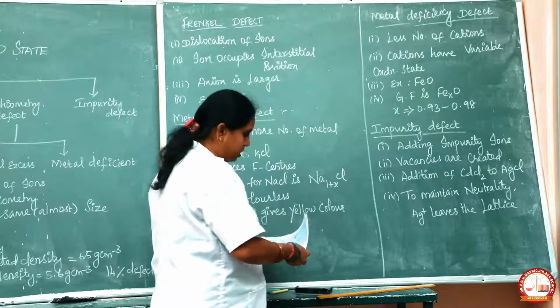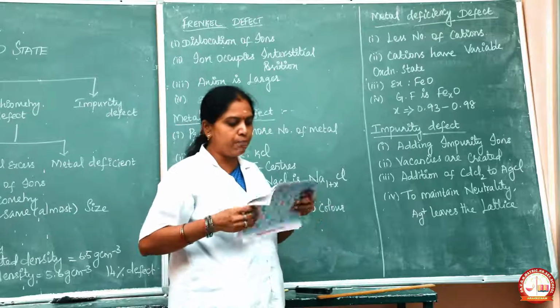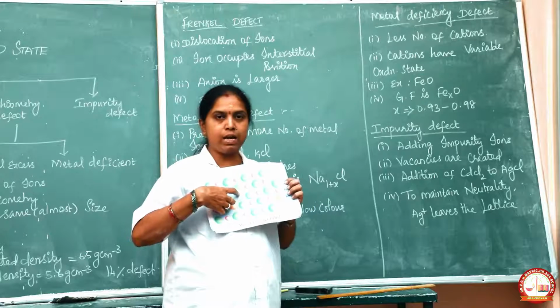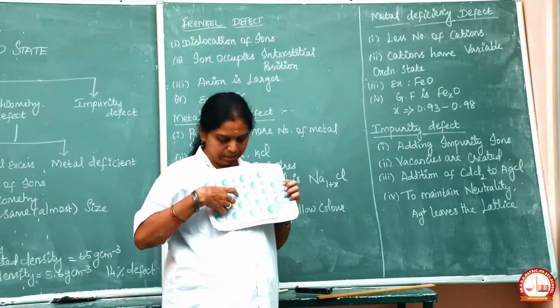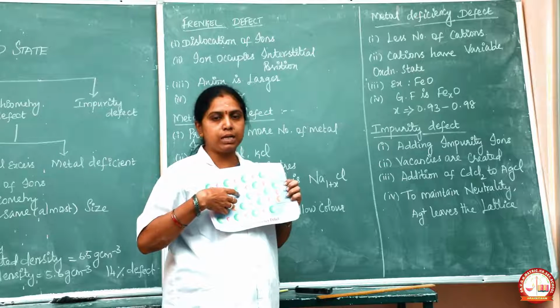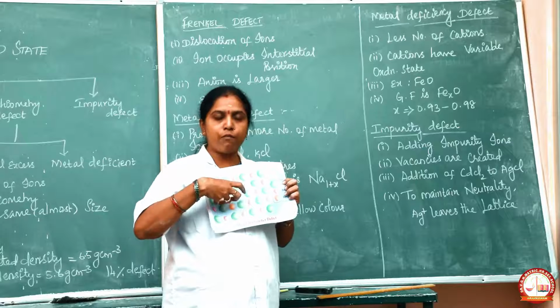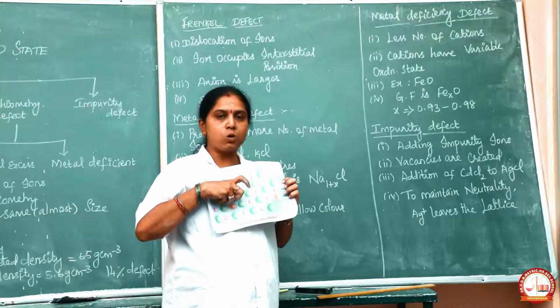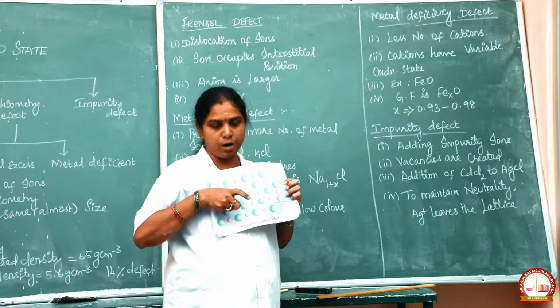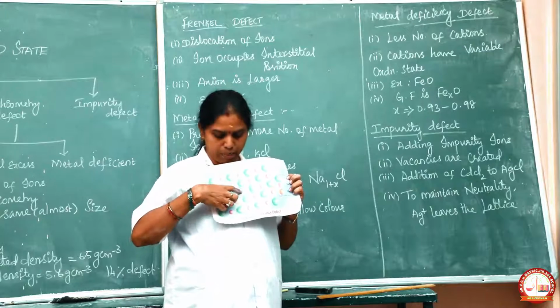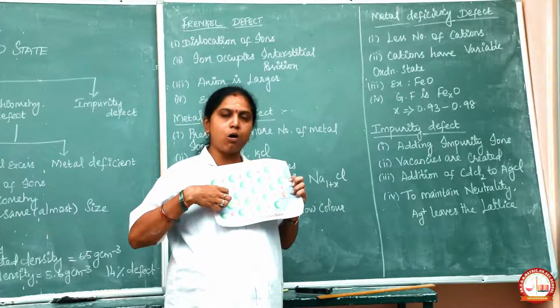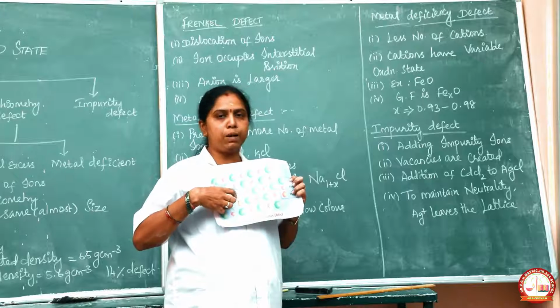So you can see the picture for metal deficiency here. So here one Fe2 plus ion is missing. To maintain the neutrality, it is creating a vacancy, and the number of cations which is leaving is oxidized into twice its number. So one Fe2 plus is missing from the crystal, so twice its amount, 2 Fe2 plus ions, are oxidized into Fe3 plus ions.